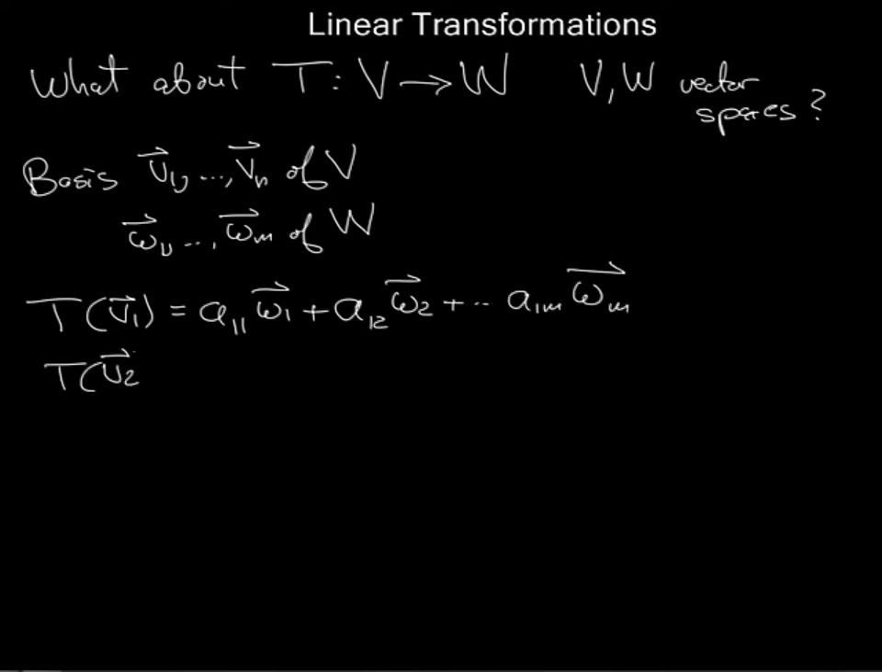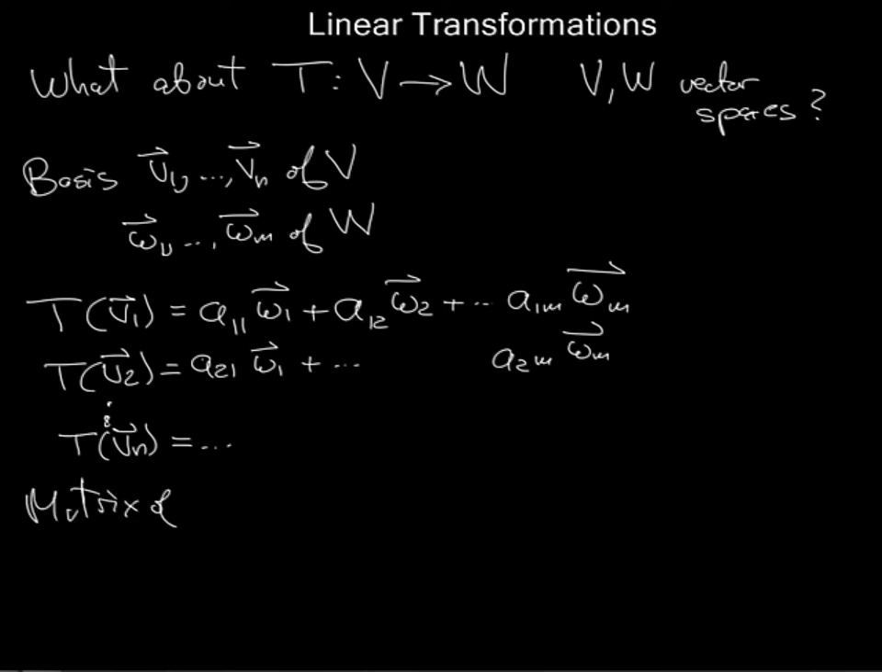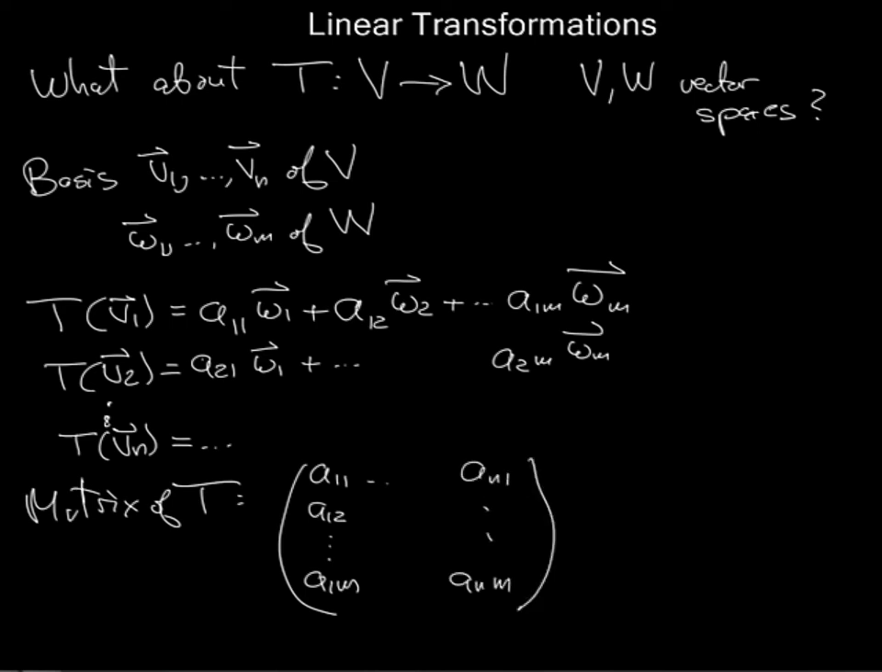And T of V2 is, again, some linear combination of the Wi's. So we'll call those coefficients the a2's and so on. Up all the way down to Vn is some linear combination. And we get a matrix. Just as before, the matrix looks like this. You put the aij's into an m by n matrix, just as before.